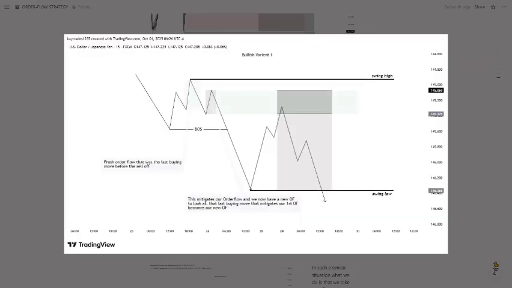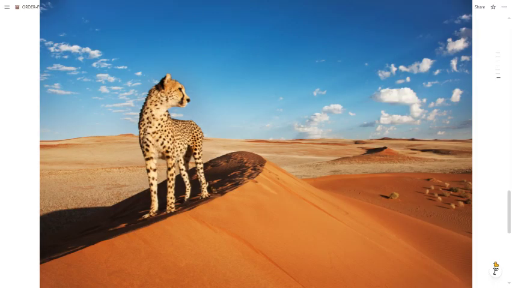Same thing as this, fresh order flow. That was the last buying move before the sell-off, and then this mitigates our order flow, and we now have a new order flow to look at. That last buying move that mitigates our first order flow becomes our new order flow, and I've showed you how to actually place in your entry zone. So guys, really that's all there is to the strategy.